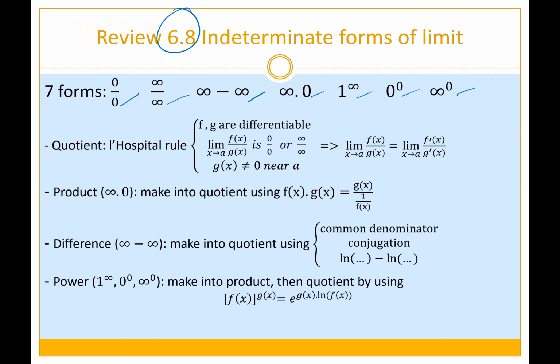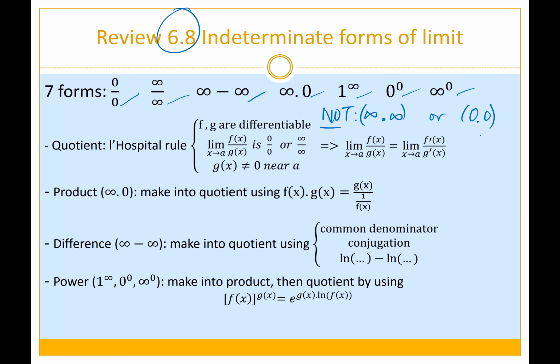Now, make sure that it's not infinity multiplied by infinity, or 0 multiplied by 0. So make sure that you remember the correct forms, and don't think that whenever you have infinity and 0, that'll be an indeterminate form. That's not right.